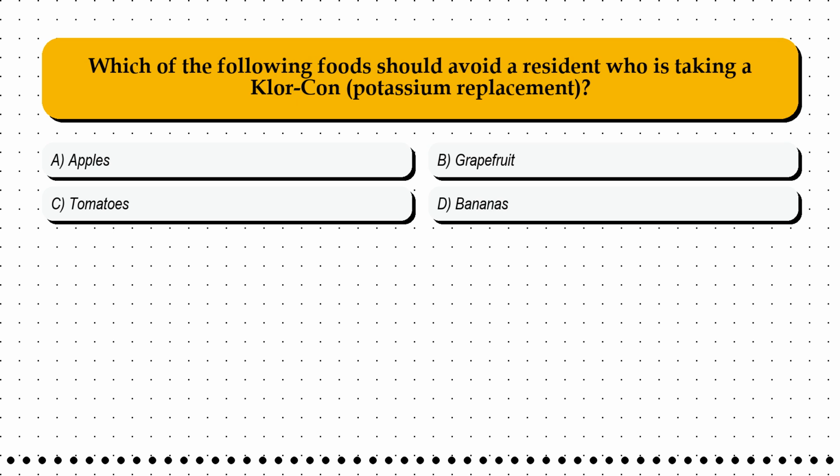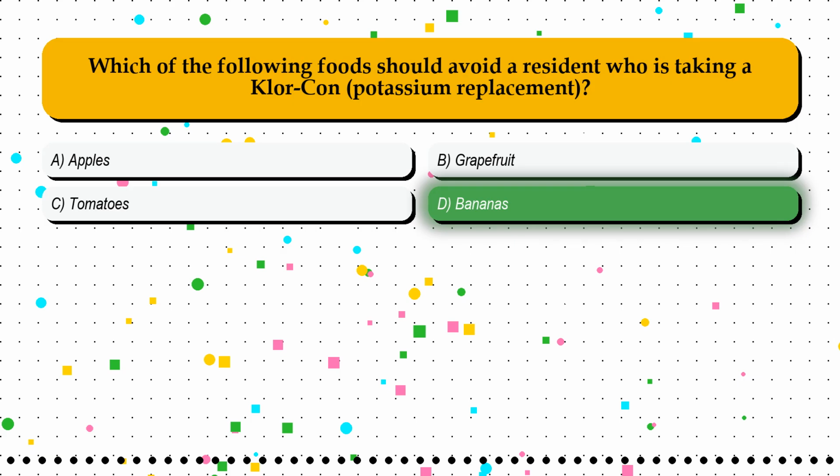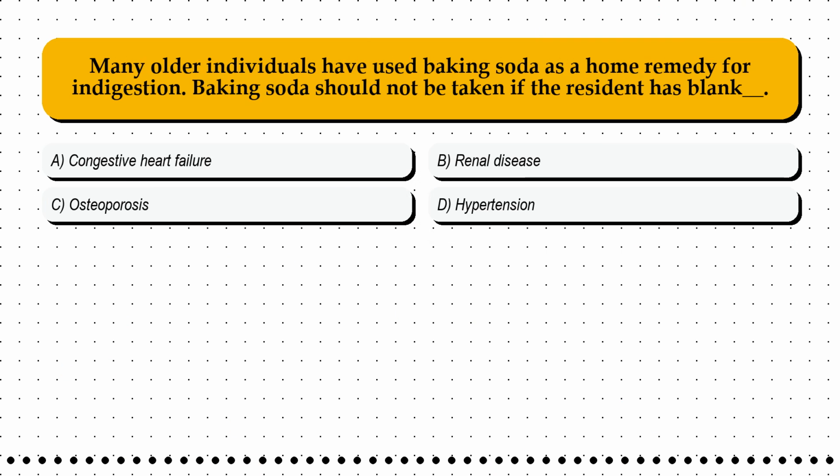Option A. Apples. Option B. Grapefruit. Option C. Tomatoes. Option D. Bananas. The correct answer is option D. Bananas. Question 281. Many older individuals have used baking soda as a home remedy for indigestion.